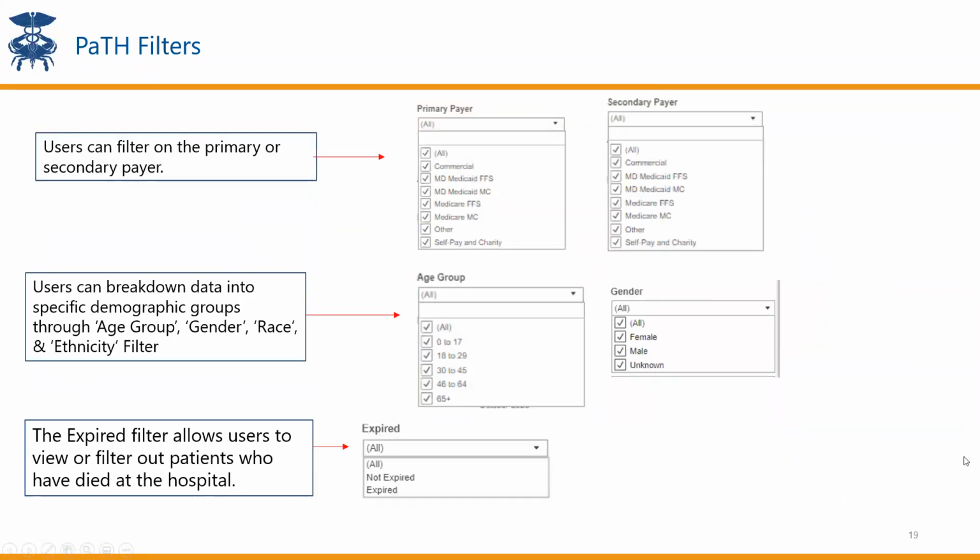And lastly, we have some filters based off of insurer. So you can look at primary payer or secondary payer or a combination of those. You can also break down the data into specific demographic groups. We have age group, gender, race, and ethnicity filters available. And then we also have the patient expired filter that allows users to filter out patients who have deceased in the hospital itself.